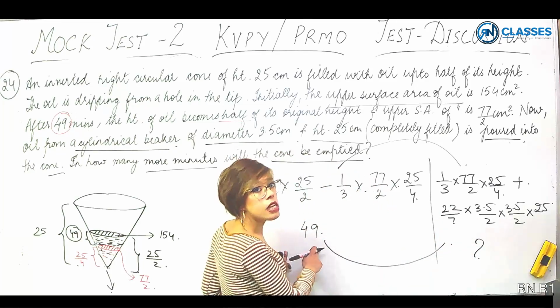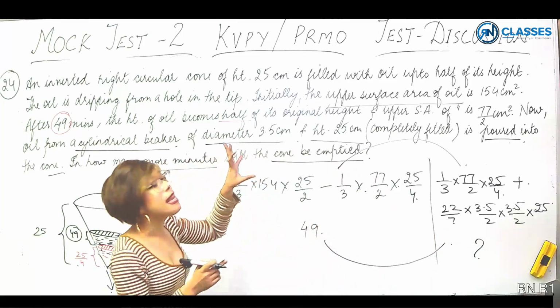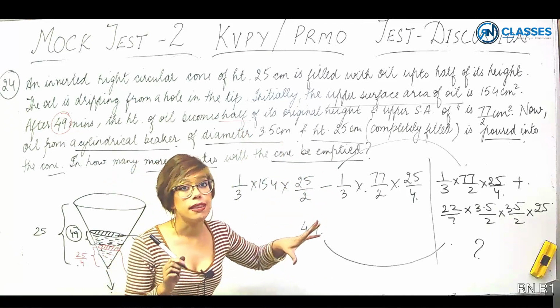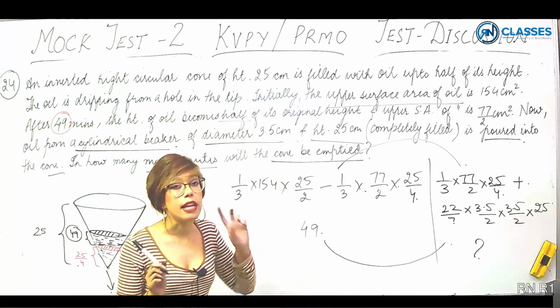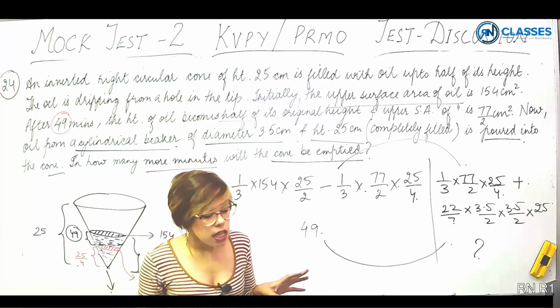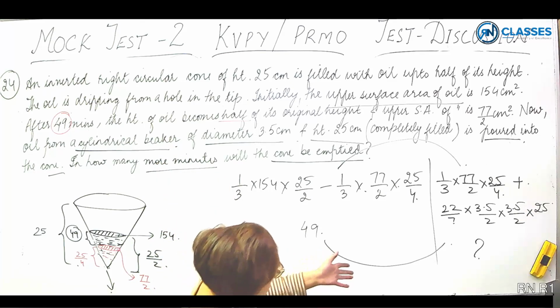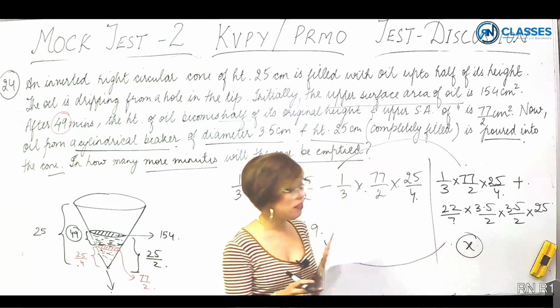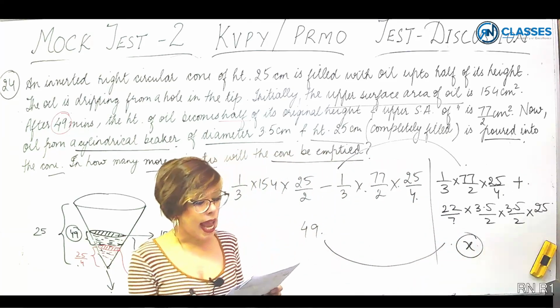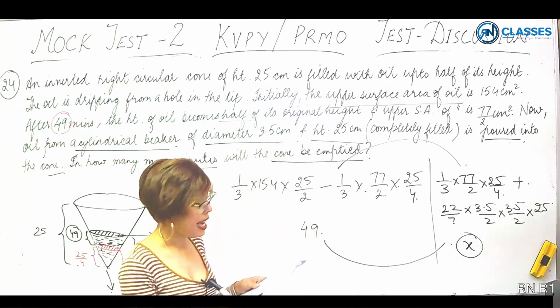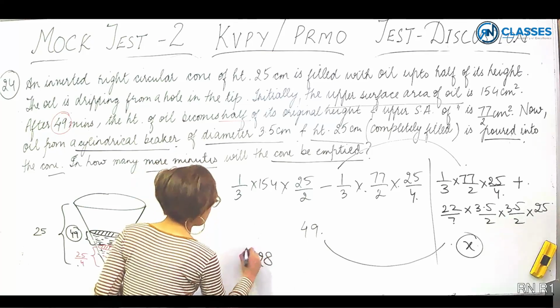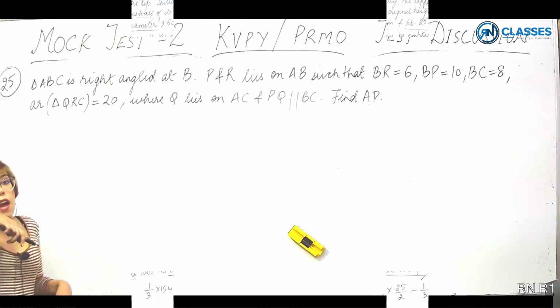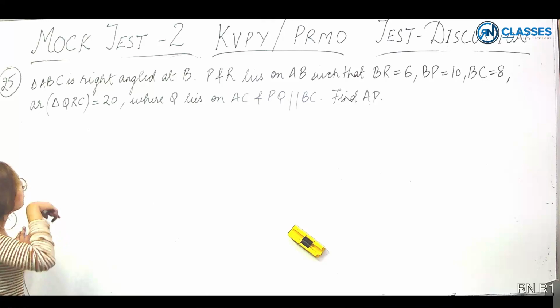You can see the rate at which it is being emptied out is uniform. That is why I am saying it is in direct variation. Right? So you can consider this to be x. You just need to divide it. You are brilliant at calculation, hopefully. And the answer turns out to be 28. Alright, on to the next question.